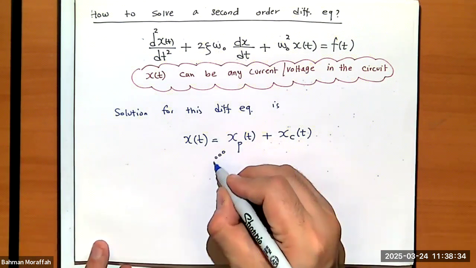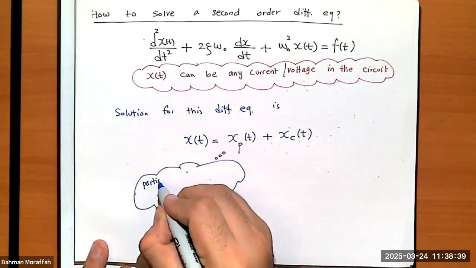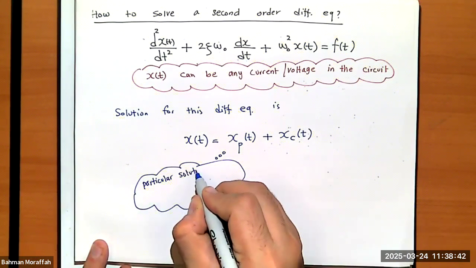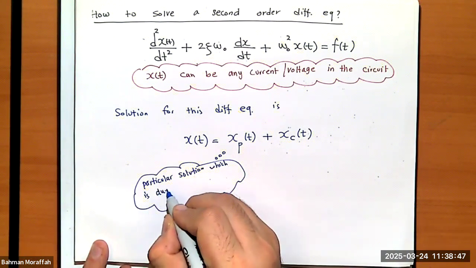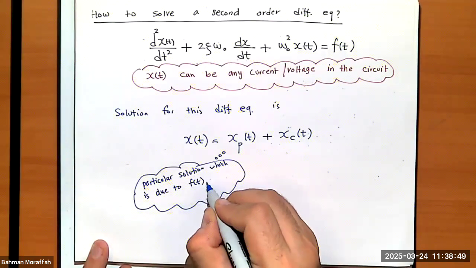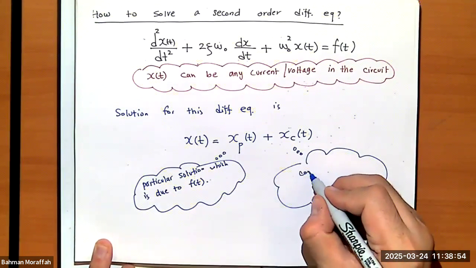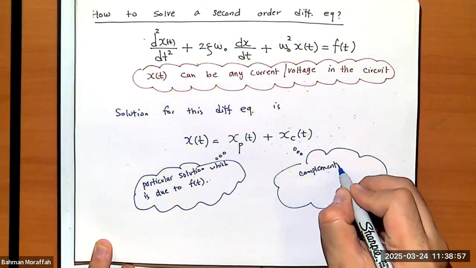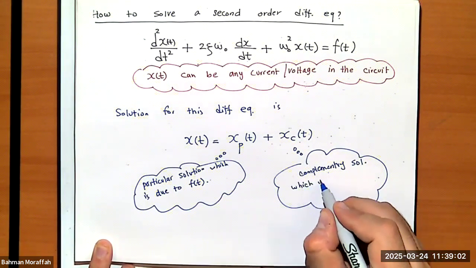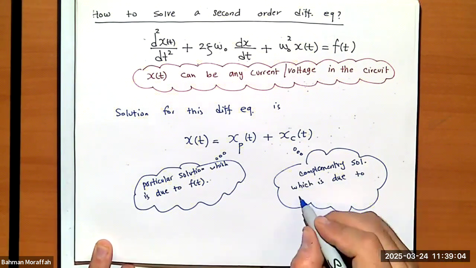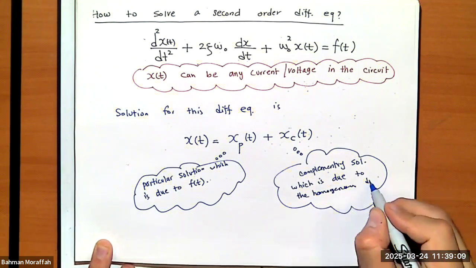We know xp of t is the particular solution, which is due to f of t. Xc of t is the complementary solution, which is due to the homogeneous differential equation.